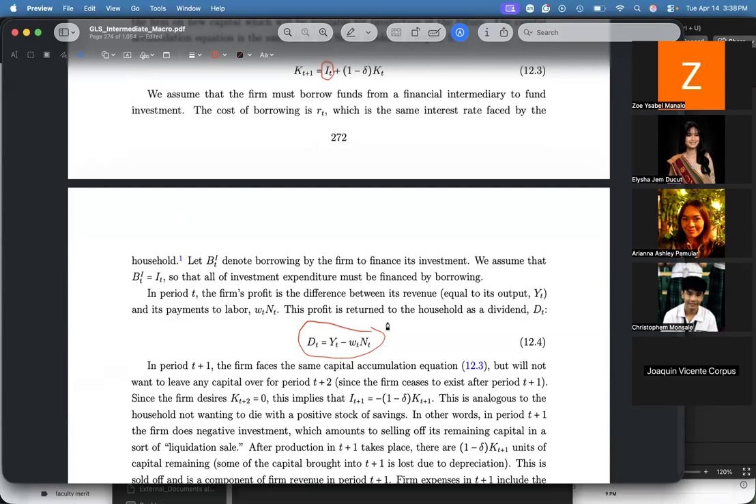The question is, what's happening with investment? Are you not paying for that? Libre ba yun? The answer is, hindi siya libre. Pero hindi mo siya babayaran today. Why are you not paying for it today?